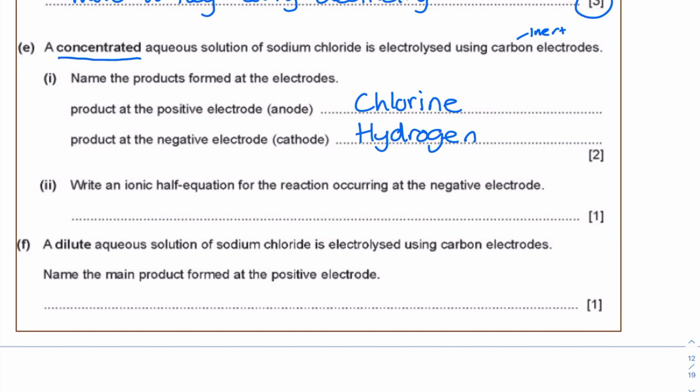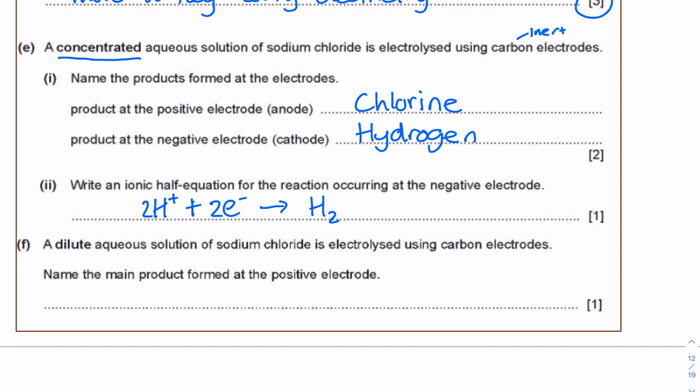So at the cathode, hydrogen is forming, so H+ gaining electrons makes H2. Now, of course, because you've got hydrogen there, you need to balance your hydrogens here. So 2H+ and 2e- makes H2.